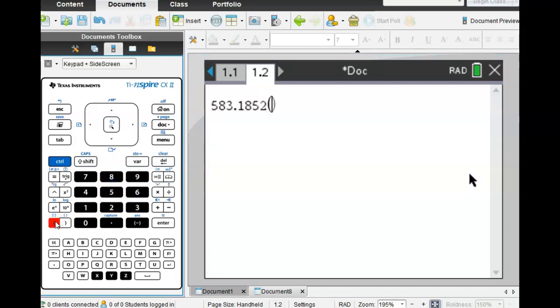583.1852 times 0.9363 to the 24th power. 100% no. Why not? I need the exact numbers. I just typed decimals back in off my paper. Wrong, wrong, wrong, wrong, wrong. Okay? You do not do that.